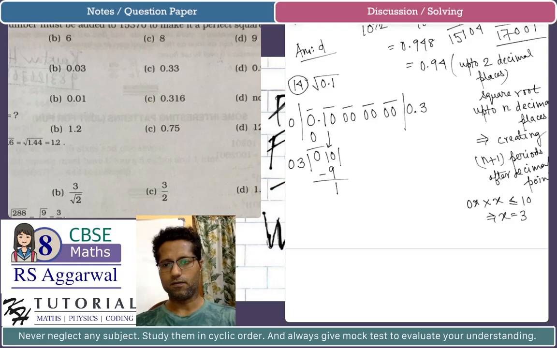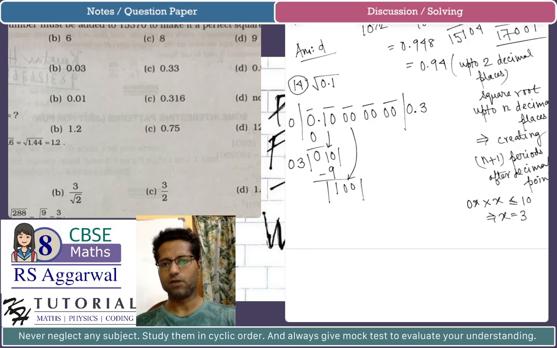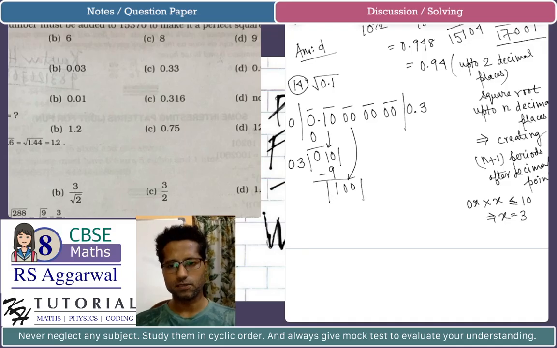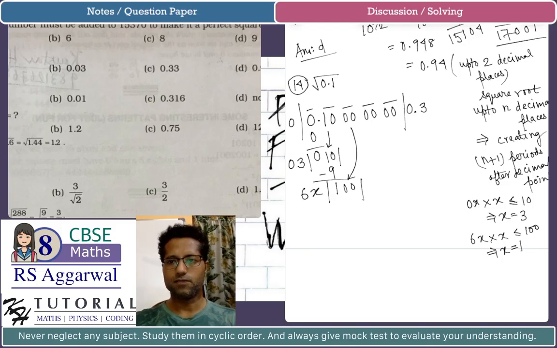Now we have still more periods left. We bring the next period down and we get 100 as the next dividend. Now the next partial divisor will be whatever the quotient is, ignoring the decimal point, multiplied by 2. So 3 multiplied by 2 is 6. Now I have to again find the digit x such that the 2-digit number 6x multiplied by x will be less than or equal to 100. So this obviously implies that x has to be 1.